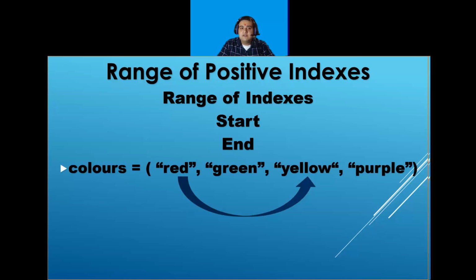So if I want to print from red to yellow, i.e. red, green and yellow, my last index will be purple, and purple will not be included. So I will start with red. My start index will be 0. My end index will be 3, because 3 will be excluded here.